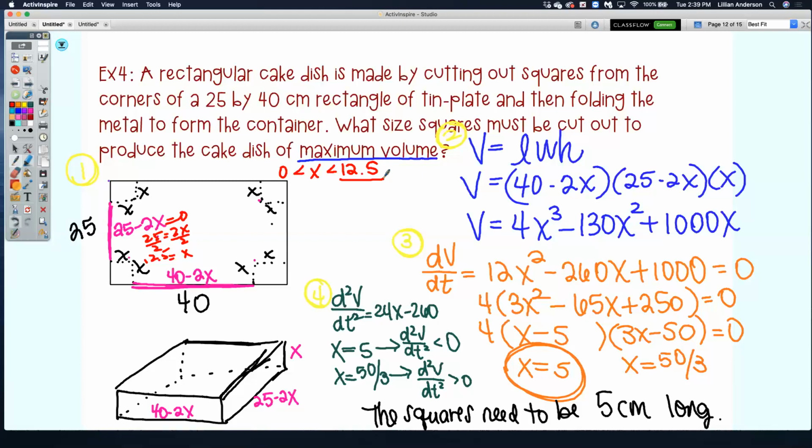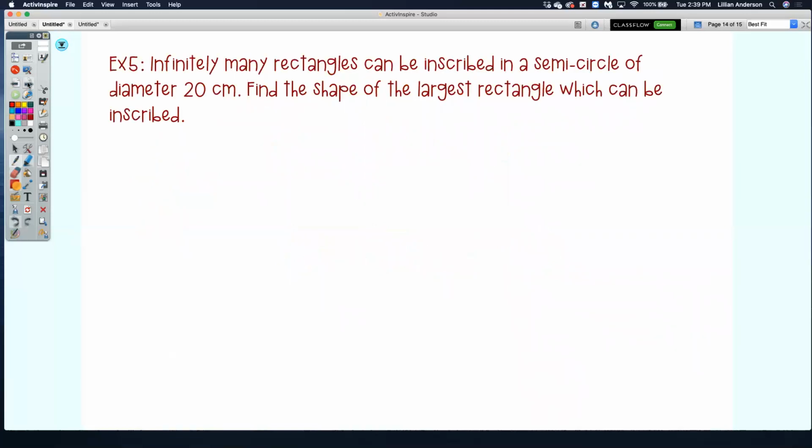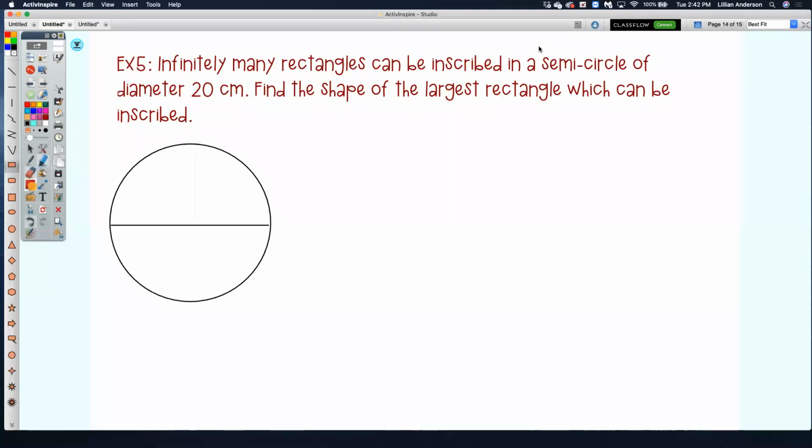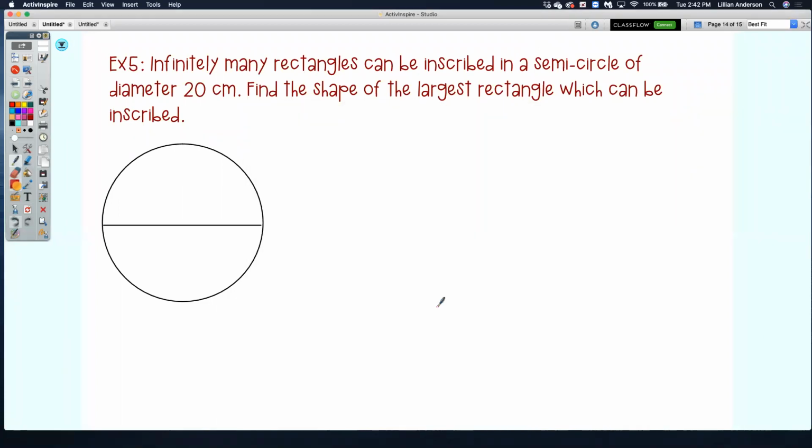All right, let's look at the next one. I have two more. I don't know how far we'll be able to get, but let's do this one for sure. Infinitely many rectangles can be inscribed inside of a semicircle with a diameter of 20 centimeters.